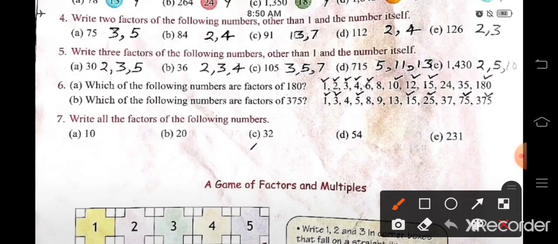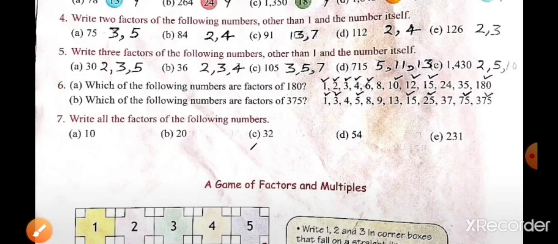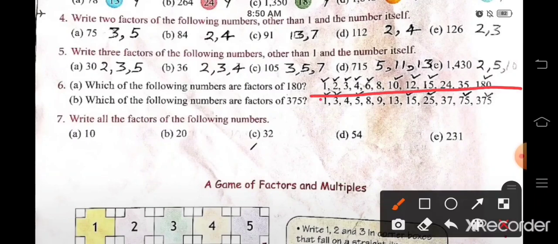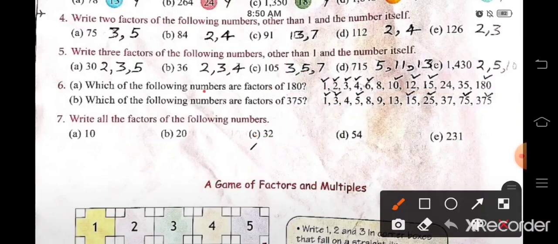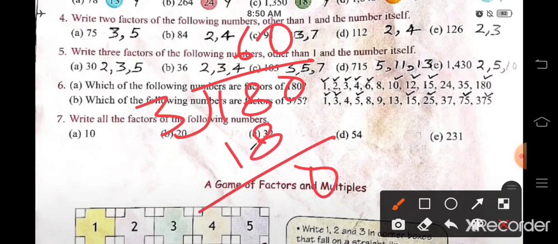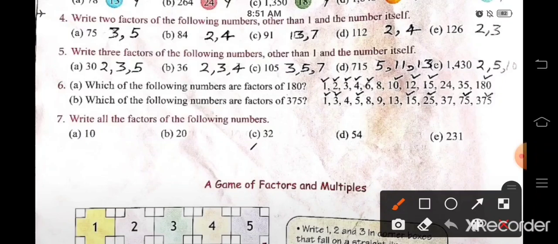Now question number 6. Which of the following numbers are the factors of 180? If 180 is divisible by these numbers, then tick, otherwise don't tick. So 1 is always a factor. 180, check 2. 2 nines are 18, 0 and 0. So yes, remainder is 0. Like this check 3. 3 sixes are 18. Yes, remainder is 0. So 3 is also a factor of 180.